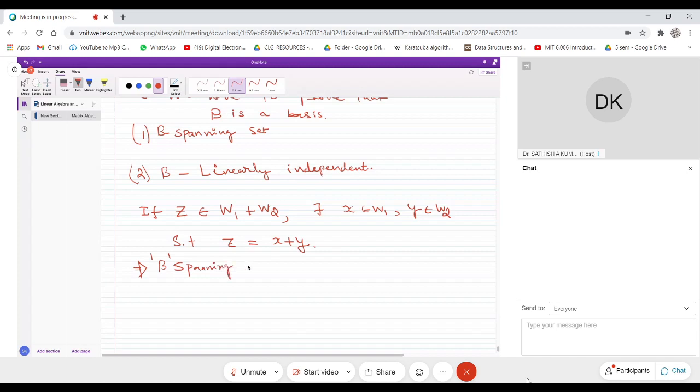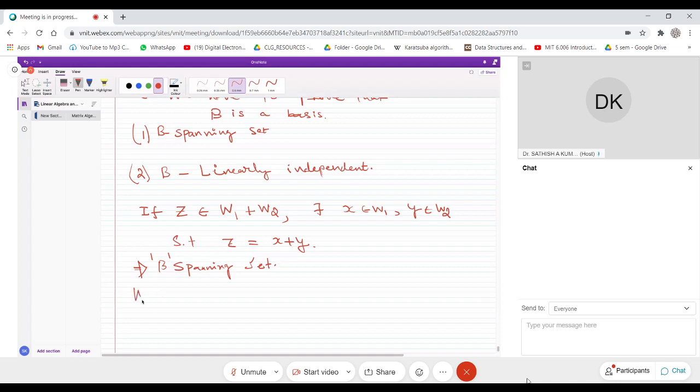So B must be a spanning set. So there is no problem with that. Now, the only thing we are concerned about is linear independence. Linear independence means you should be able to show that all these scalars, whatever scalars you consider, C1 to Cn, D1 to Dm, must go to zero. That is the only thing we have to show. So we are now concerned only with linear independence.